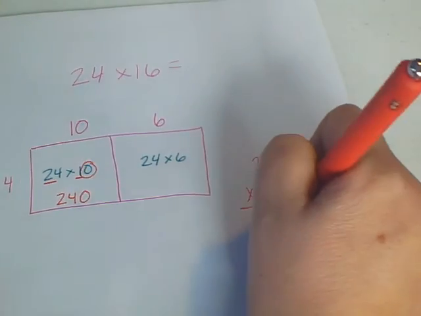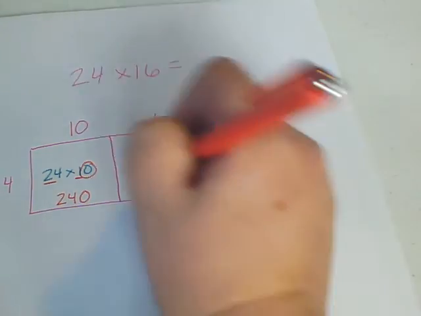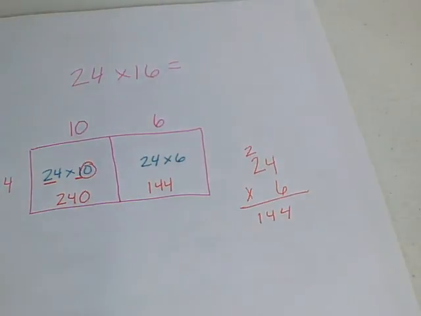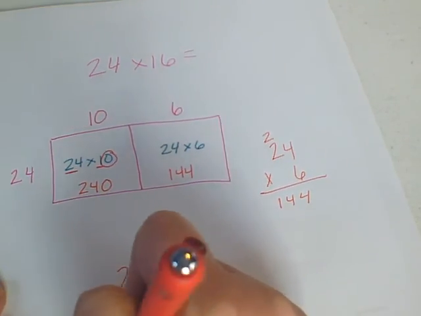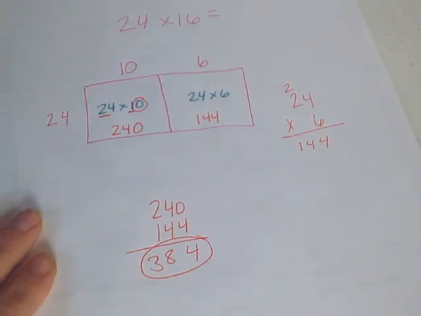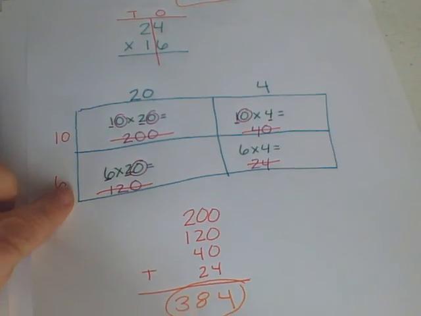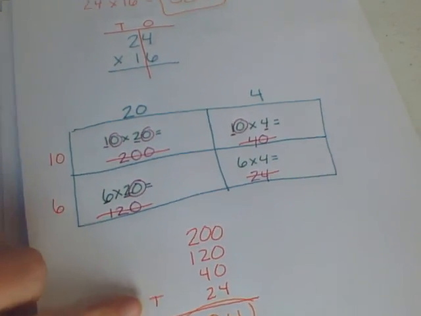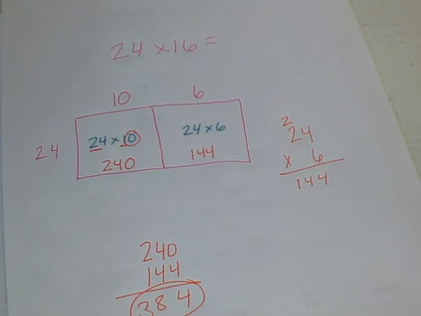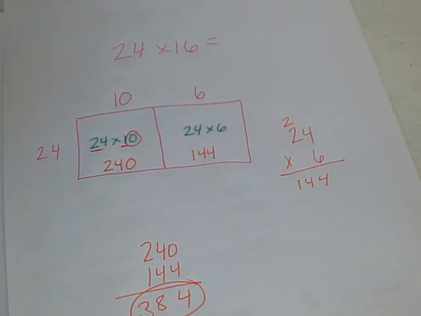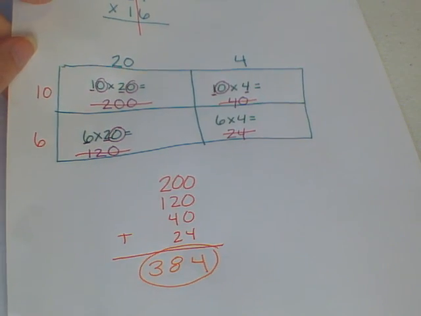Okay, so I know that 6 times 4 is 24. 6 times 2 is 12, plus 2 is 14. So I get 144. If I take 240 plus 144, I get 384, which is exactly what I got when I split both numbers up. So I encourage you to split both numbers up, but if you're good and you know your facts and you only want to split one number up, that's fine, okay? But I definitely encourage you to split both numbers up.